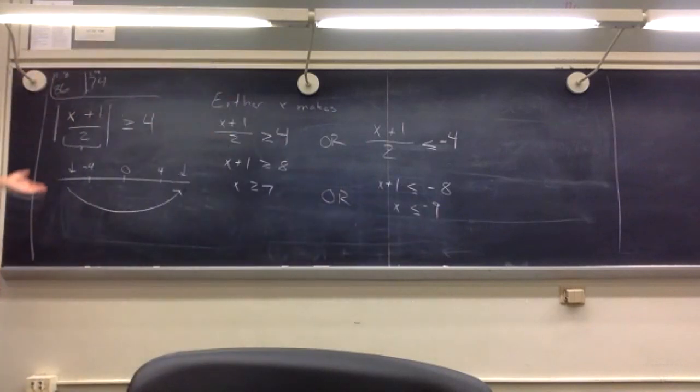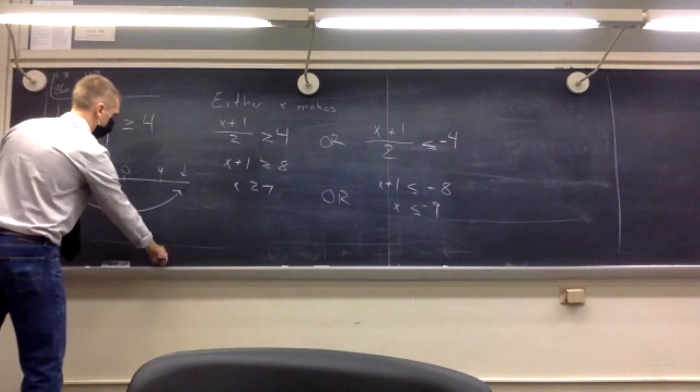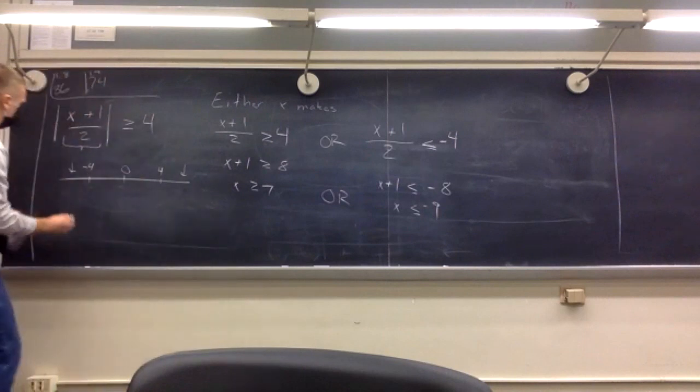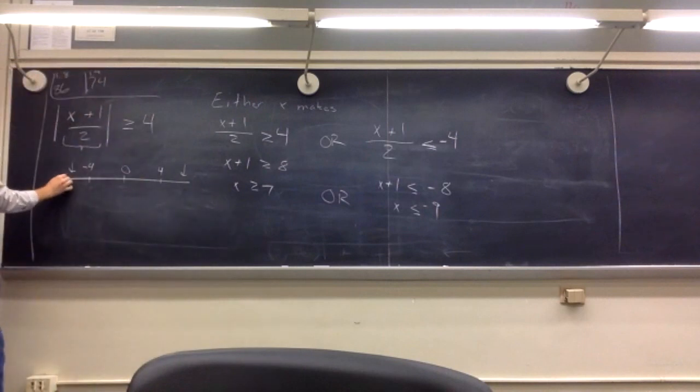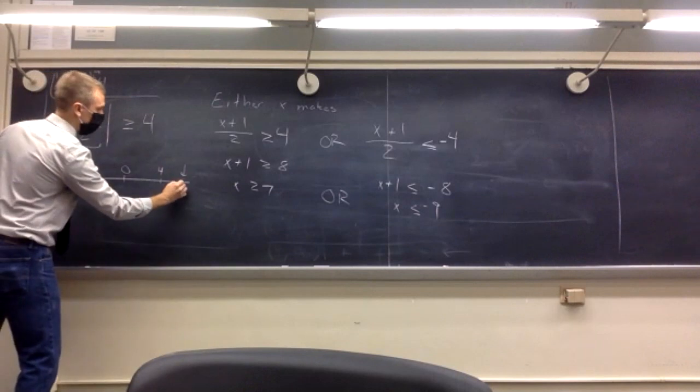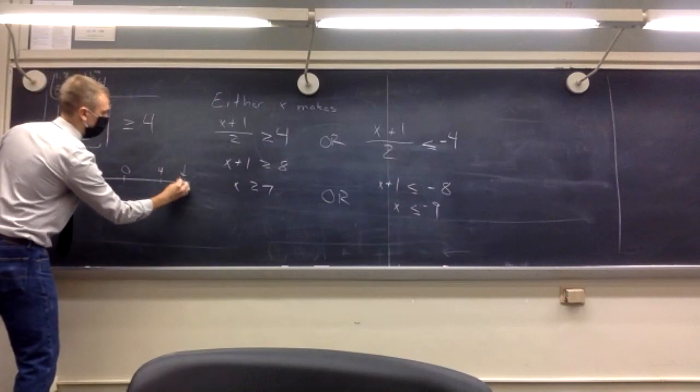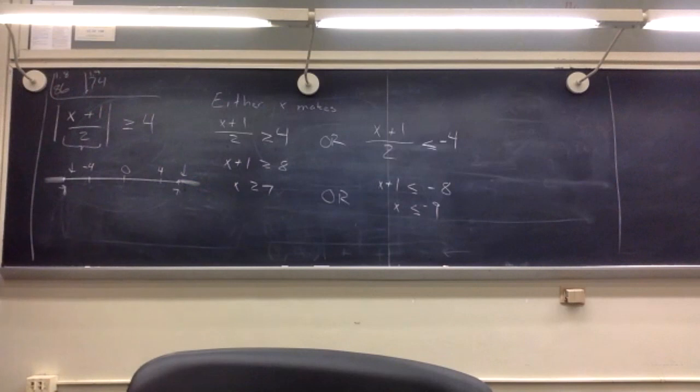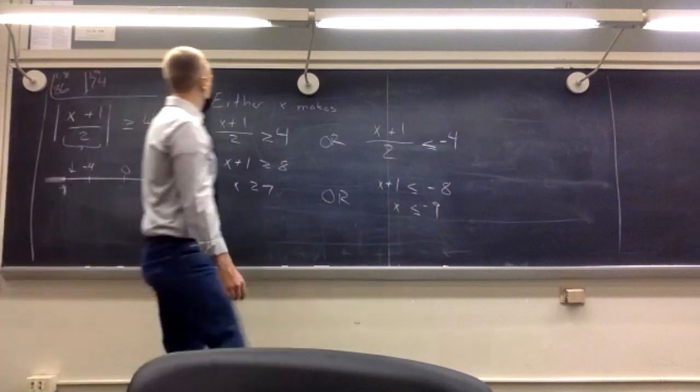Okay, that's it. To graph the answer, we would just, here's our -7, -9, solid point, shade over here. Here's our +7, solid point, shade over here. That's the graph. You could write it in integral notation or step builder if you want.